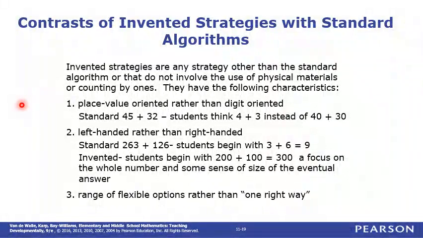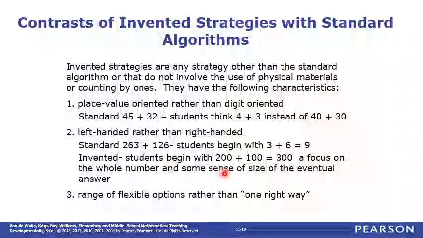We know that they are left-handed rather than right-handed. So, for example, in the standard algorithm, they're right-handed, meaning the students start by adding the ones, then they move to the tens, then they move to the hundreds, etc. However, in the invented strategy, students begin on the left.